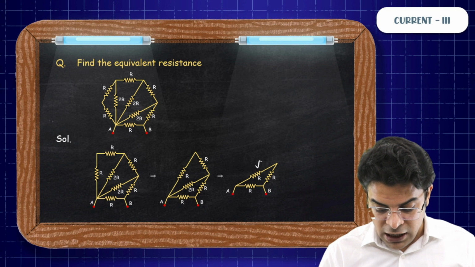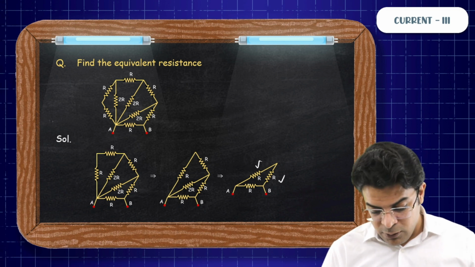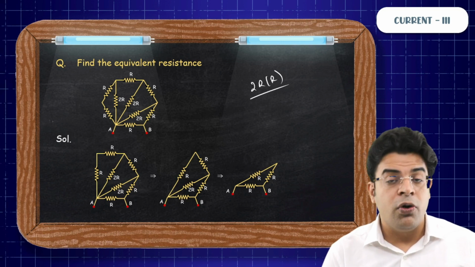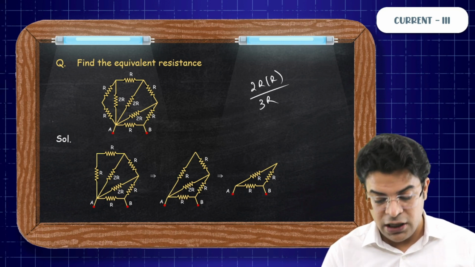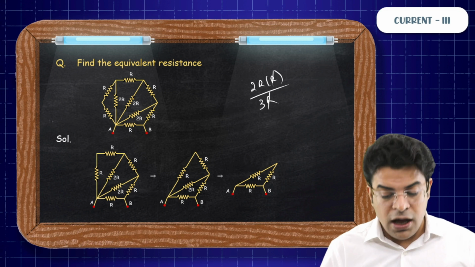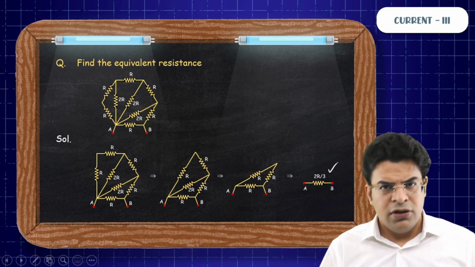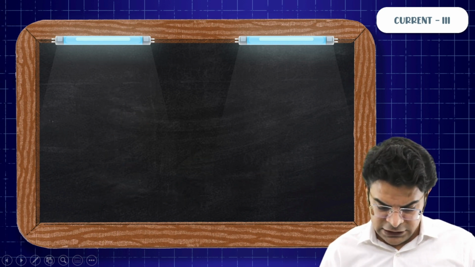So now you have got R series R and one more R in parallel. So you will get 2R into R upon 2R plus R, which is 3R. So cancelling out 1R and 1R, the answer comes out to be nothing but 2R by 3. Let's see the next example.